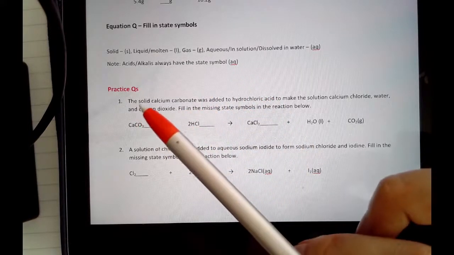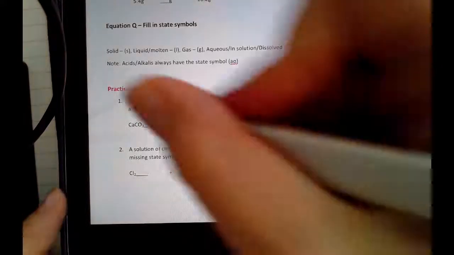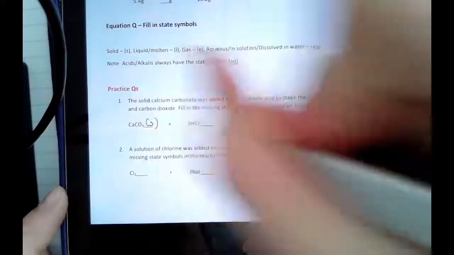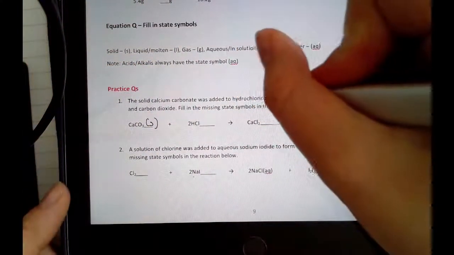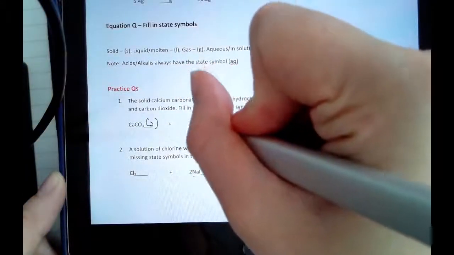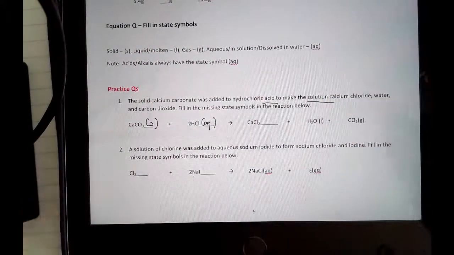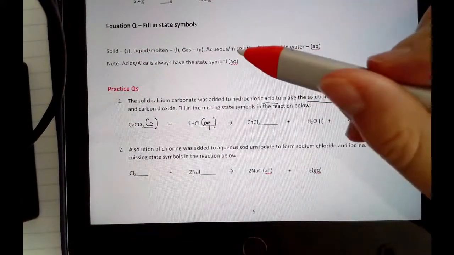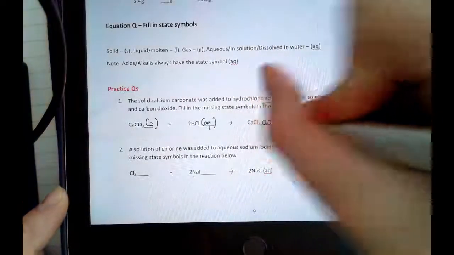So if we look at the first question, the solid calcium carbonate. I'm being told that it's a solid. If I know it's a solid, I'm going to be using the state symbol S. It was added to hydrochloric acid. Because it's an acid, I'm expected to know that the state symbol is going to be AQ. To make the solution calcium chloride. If you see that word solution, it means it's aqueous. So I'm using the state symbol AQ.